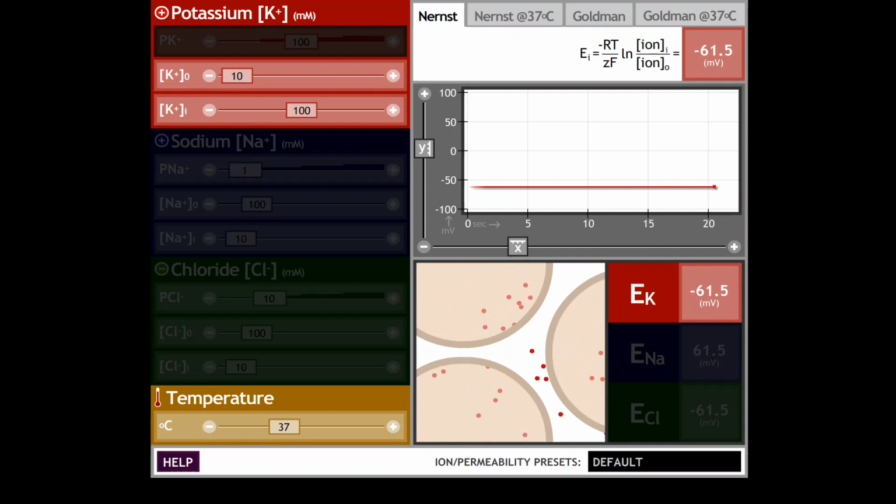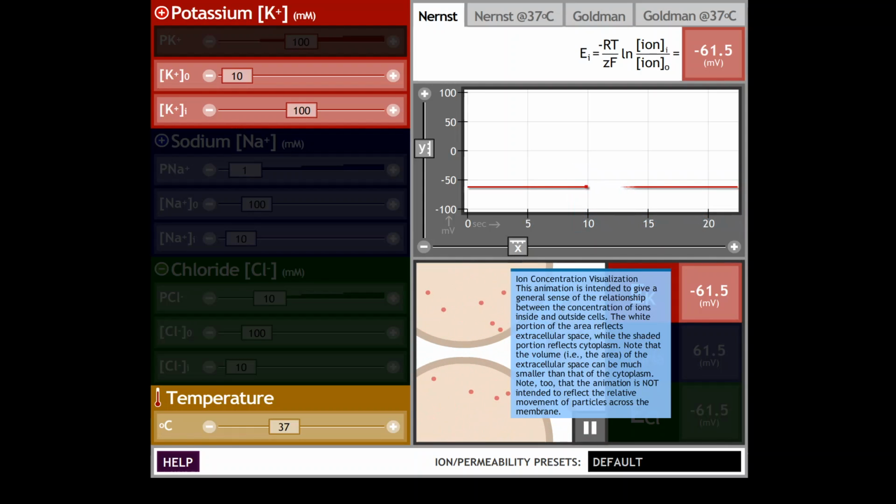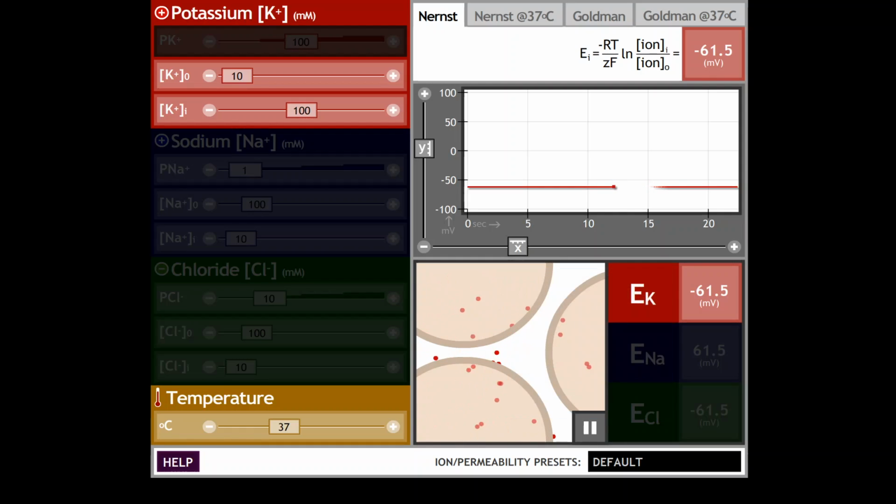So this lets you, like I said, play around with the concentrations, and then it shows you what the membrane potential would be. This graph here is measuring the membrane potential of one of these imaginary cells down here. And these little balls flying around are supposed to be the ions moving in and out of the cell. Here we're just looking at potassium. We're able to adjust the inner and outer concentration of potassium, and then the Nernst equation tells us what the membrane potential should be.